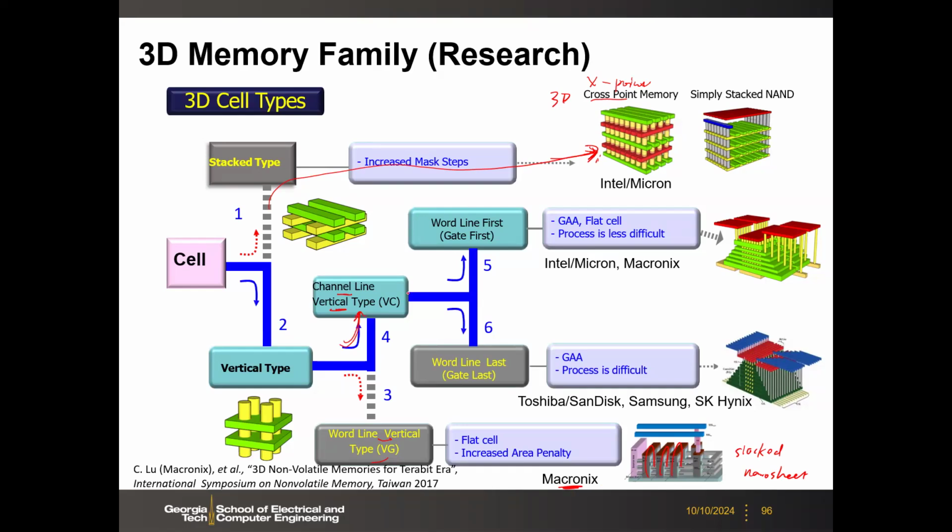But even within the vertical channel, there are two pathways, okay? Depending on the process flow. One is gate last, one is gate first, or word line last, word line first process. This is similar to the logic transistor. You have the gate first and gate last process. So if you recall the logic transistor, I don't know if I talked about that before, but when you do the gate, like the polysilicon gate, it's a gate first process. You first deposit the polysilicon and then you dope the source and drain.